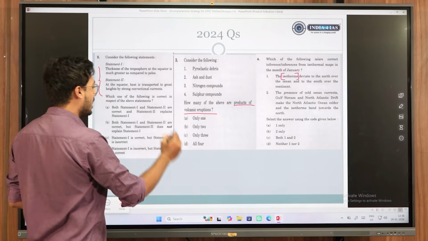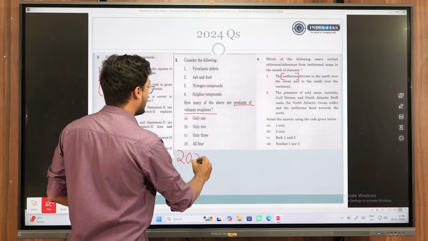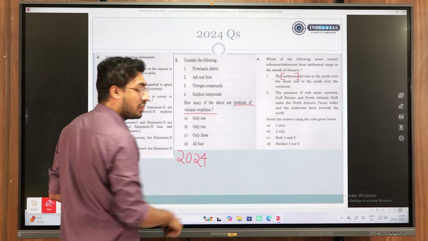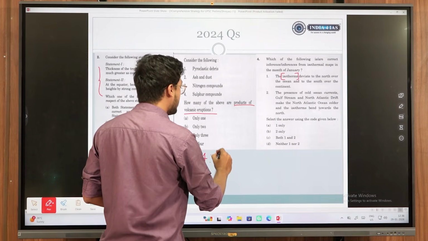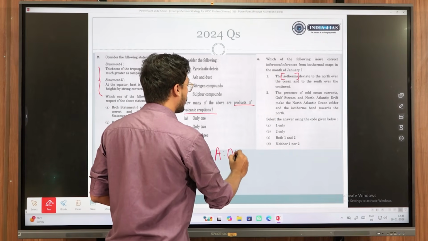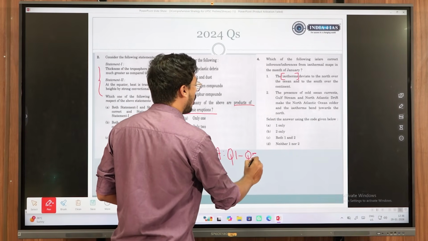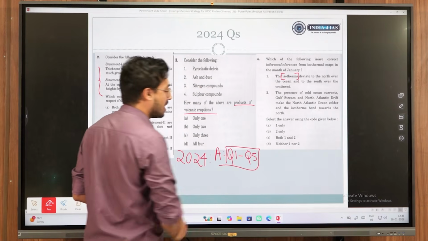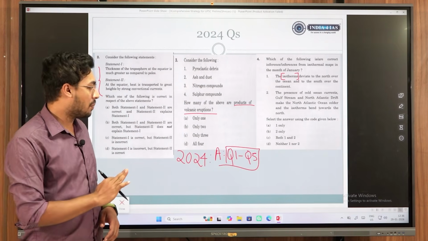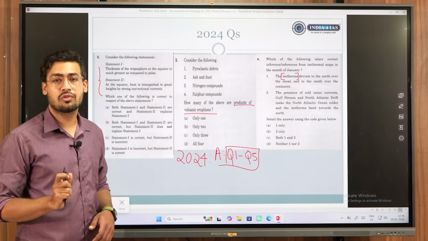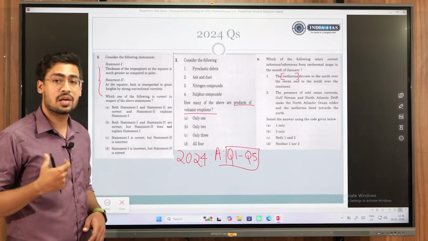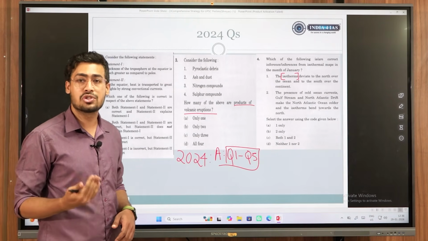I remember in the year 2024, there were more static questions from the geography NCERT. I got Set A, and in Set A, if you see question number 1 to question number 5, all 5 questions were picked from the geography NCERT. As soon as I started attempting the paper, when I got the first 5 questions correct, I got extra confidence. This is how it can boost your preparation.